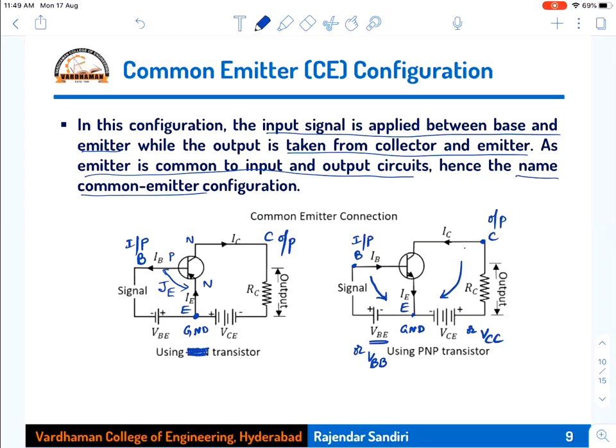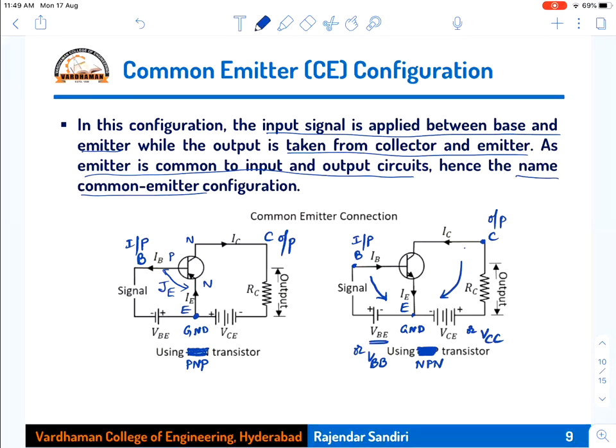I mean, NPN transistor should have the arrow outside. So this is NPN, this is PNP. I did not observe this in the previous circuit also. You should tell that an NPN transistor should have emitter current outside, and a PNP transistor should have emitter current inside.